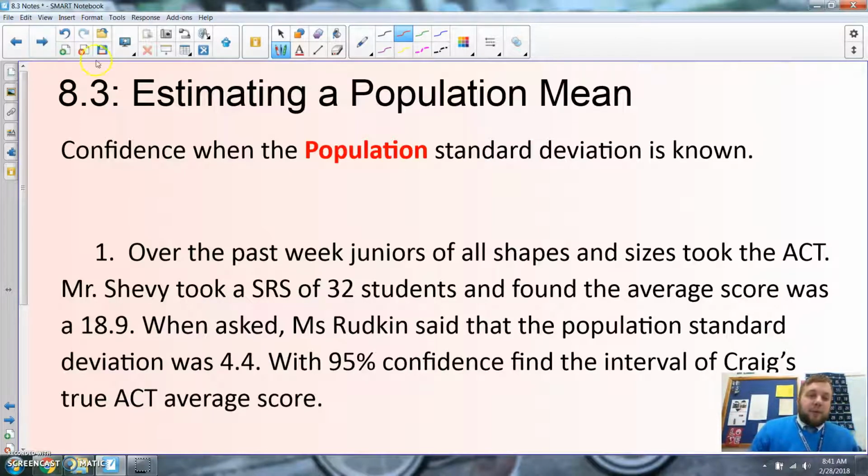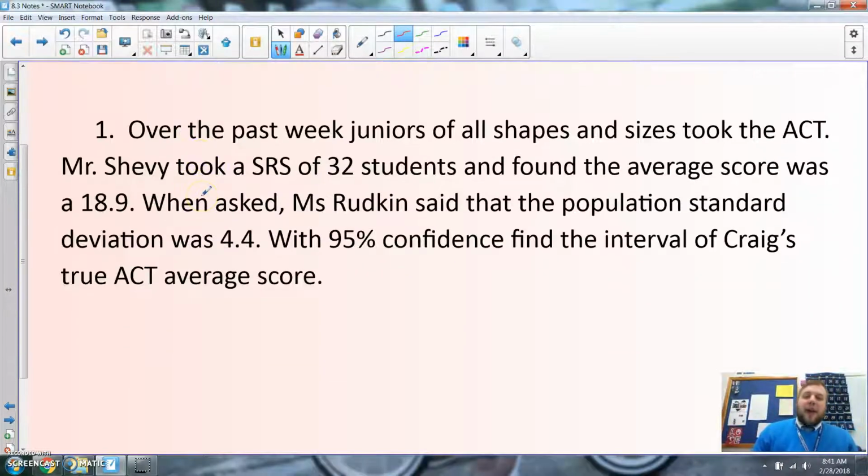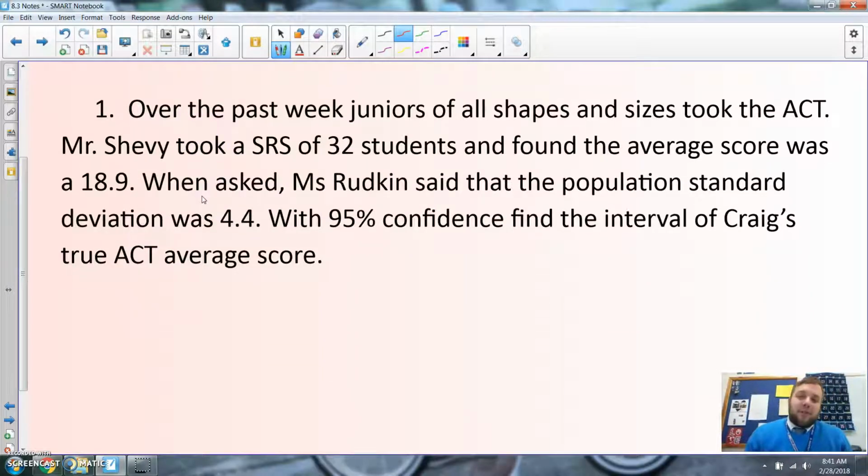Number 8.3. So here we go. Over the past week, juniors of all shapes and sizes took the ACT. Mr. Sheevy took a simple random sample of 32 students and found that the average score was 18.9. Now, this is from my sample, so this is a best guess. Doesn't mean it's accurate, right?